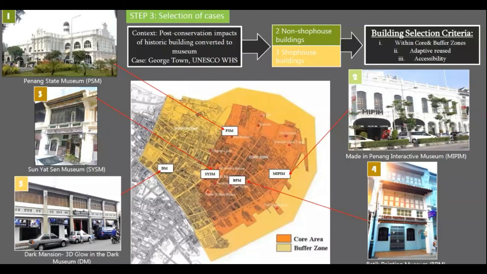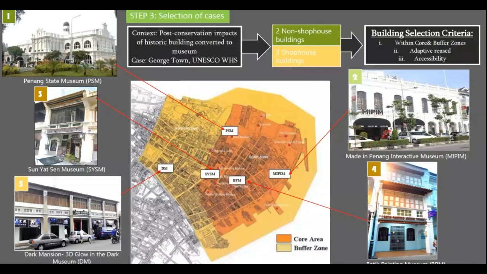At the end, I have 5 buildings as my case. The first one is Penang State Museum, then Sun Yat-sen Museum, Dark Mansion, Made in Penang Interactive Museum, and then Batik Painting Museum. All right. So now I know my case.